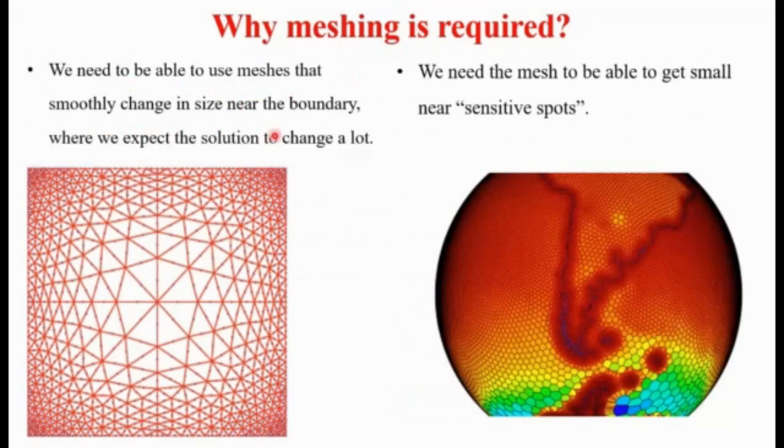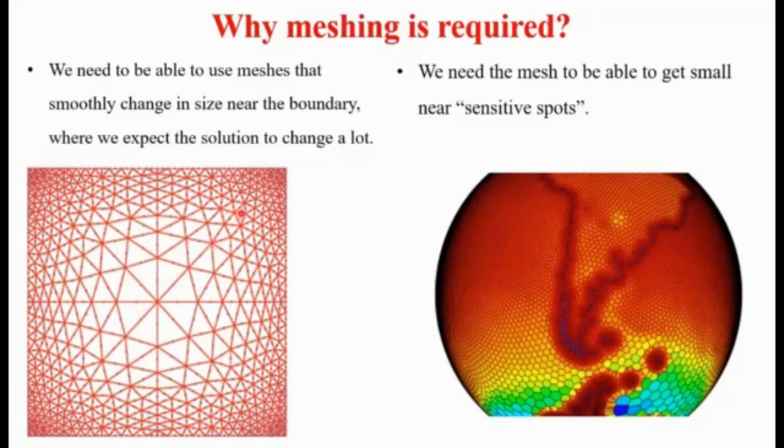Here we need to be able to use meshes that smoothly change in size near the boundary where we expect the solution to change a lot. That means where the size or shape is changing, a sharp corner is there, so a fine mesh should be there. We should use a fine mesh at the boundary edges, compared to the object at the center point.